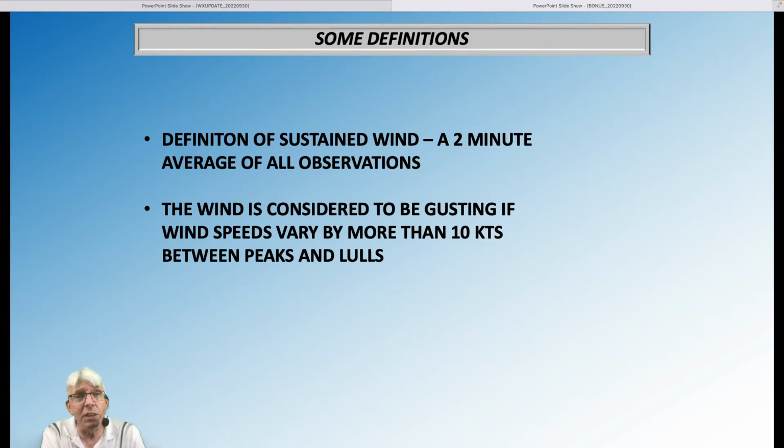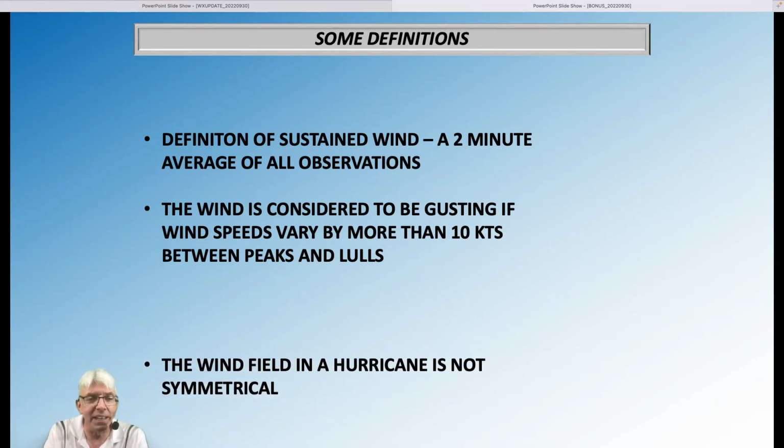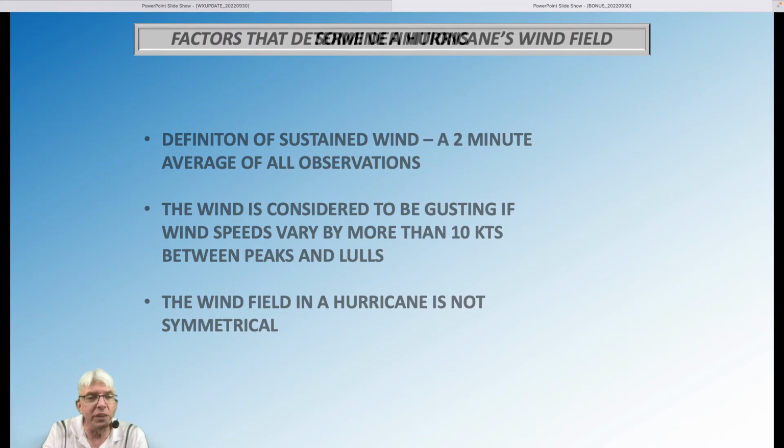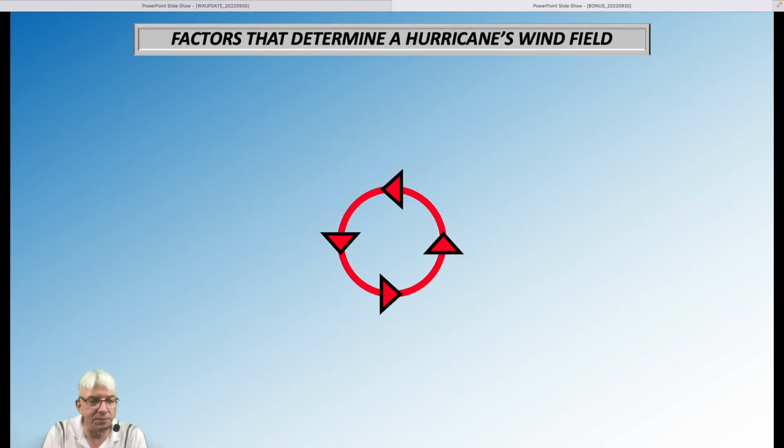Now, the wind is considered to be gusting if the wind speeds vary by more than 10 knots between the peaks and the lulls. So you could even have a situation where the wind is sustained at 4, gusting to 15. As long as that difference is more than 10, it is considered to be a gust. And the wind field in a hurricane is usually, most times, not symmetrical at all, and there are several reasons for that. So let's go on ahead and take a look at this.